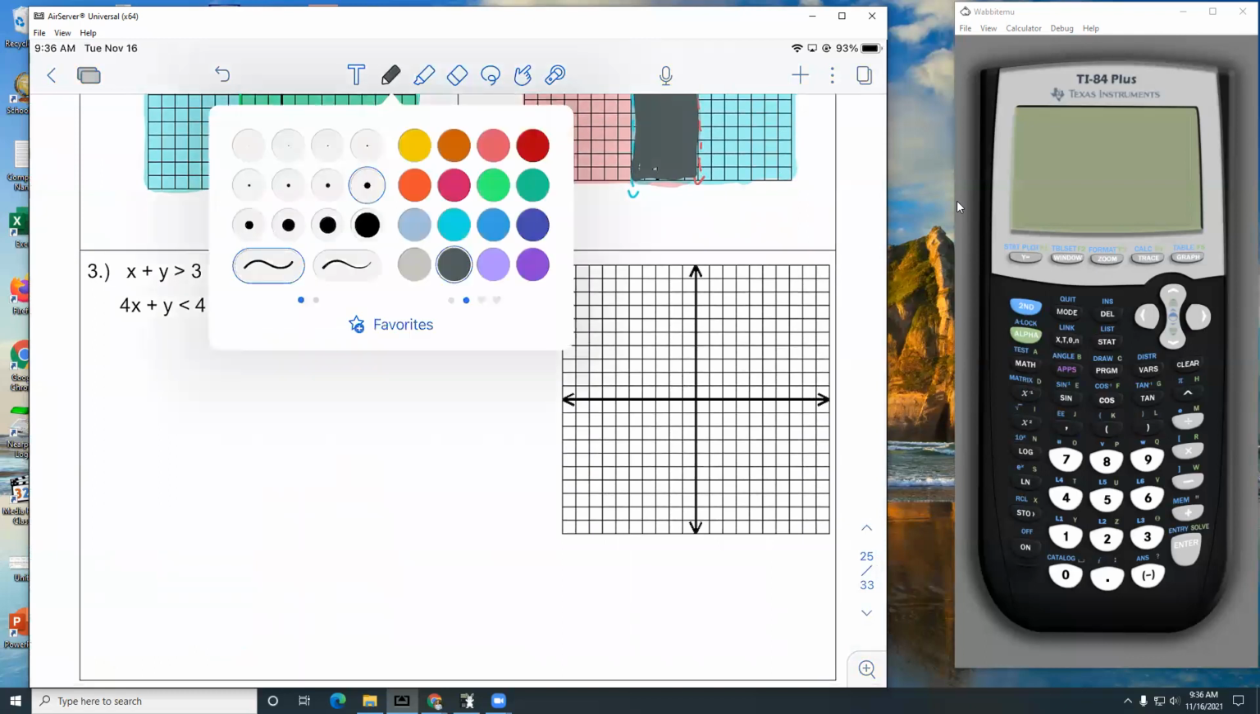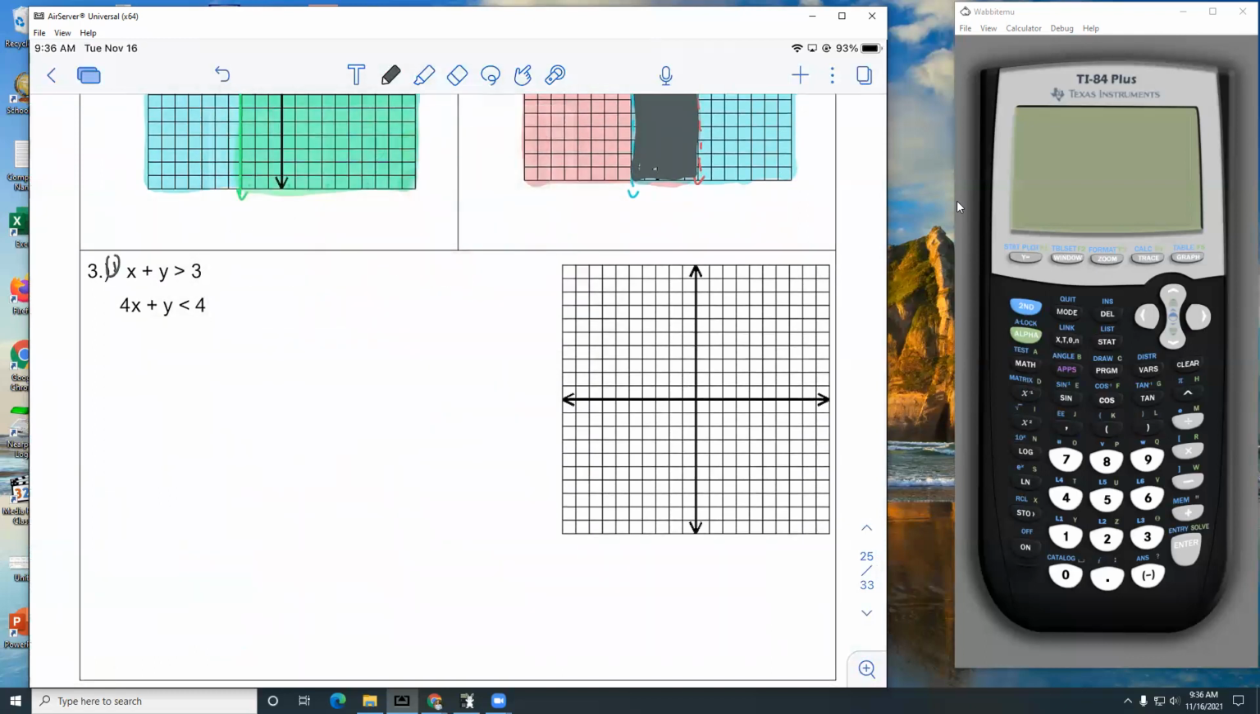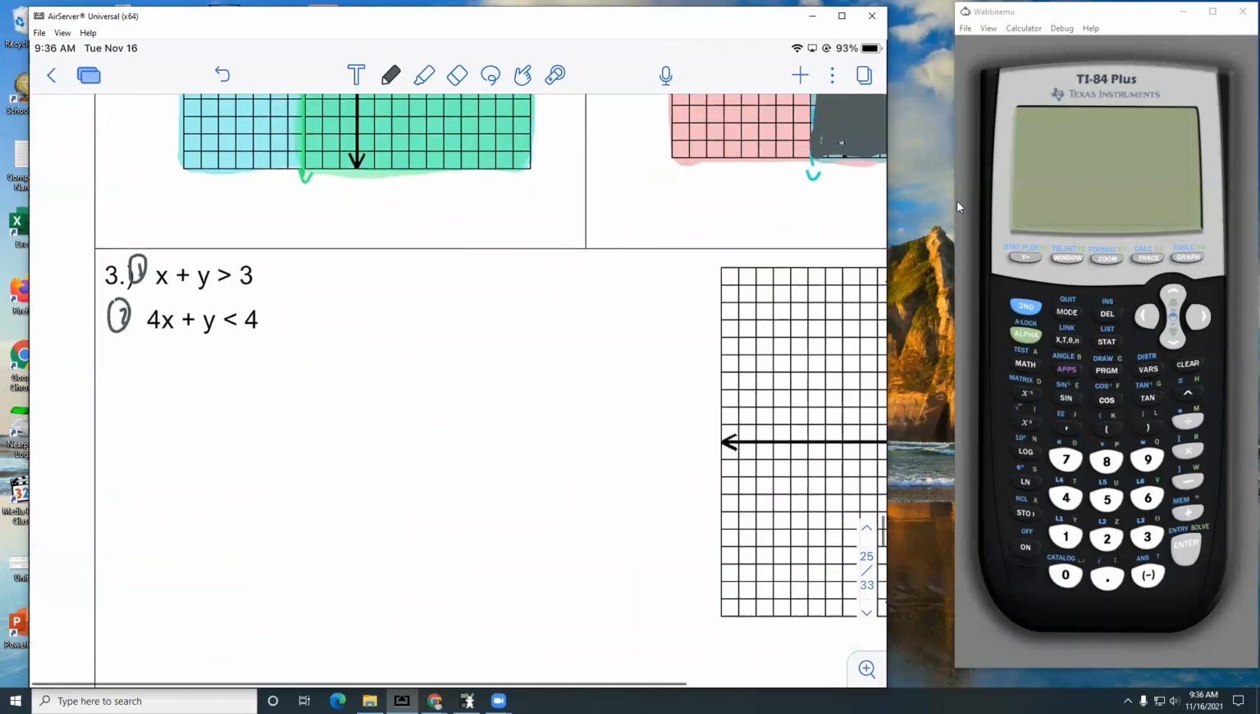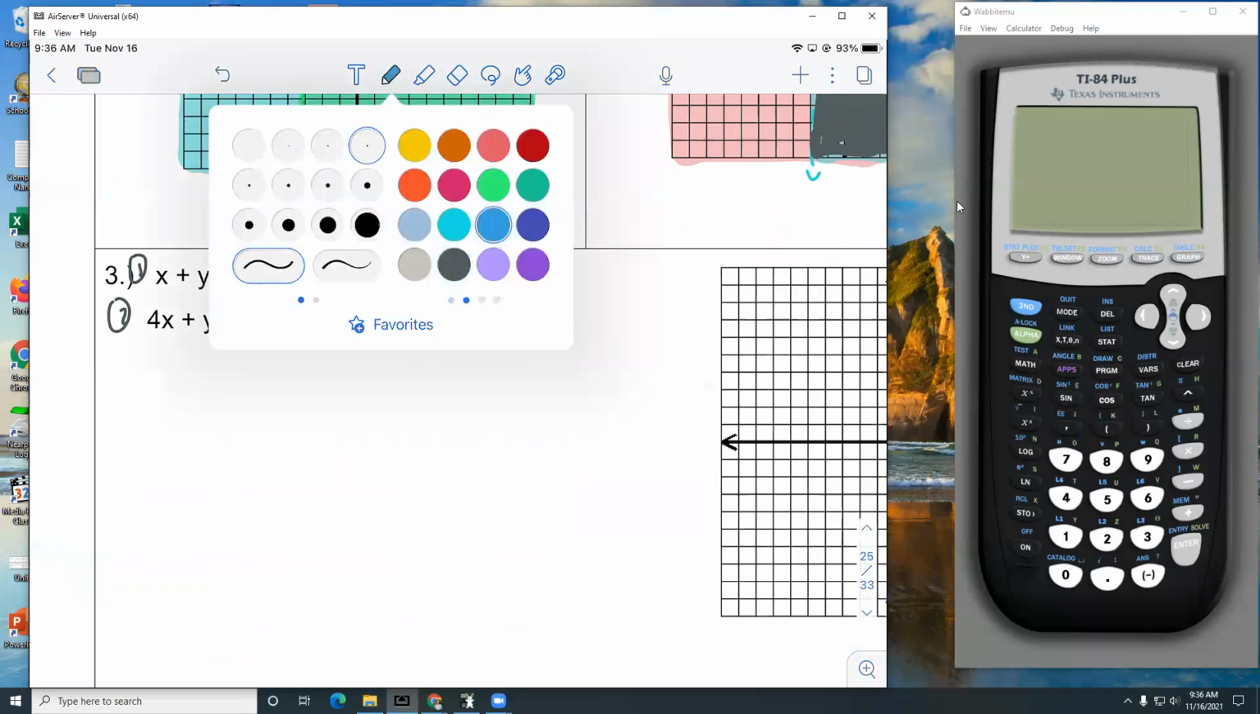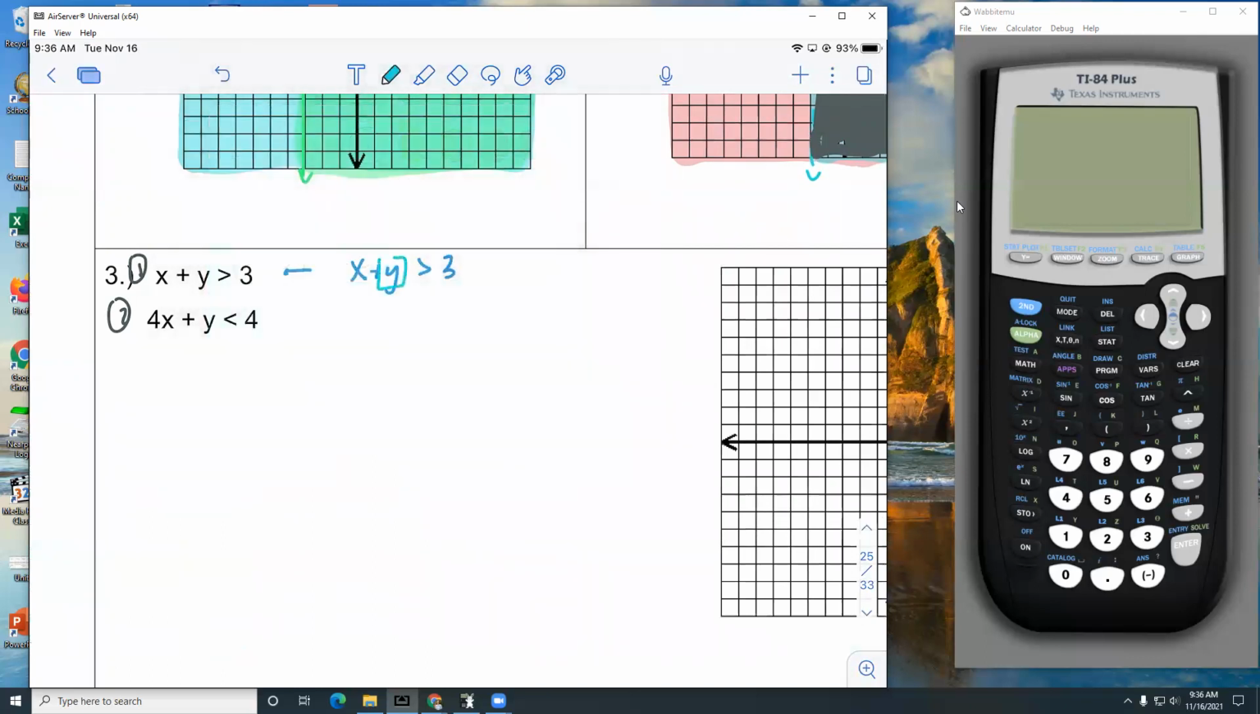All right, for number 3, I've got inequality 1 and inequality 2. Now, the first thing I've got to do is solve for y, right? So I'm going to take this, x plus y is greater than 3. I'm going to box my y because that's what I'm trying to solve for. And this one's really nice because the only thing I've got to do here is subtract x over. So I get y is greater than negative x plus 3.